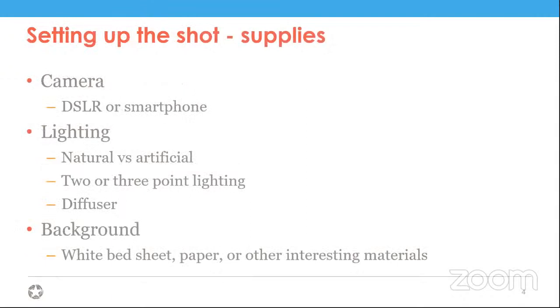Some supplies you're going to need is obviously a camera, either a DSLR or a smartphone. We'll focus on that in the next slide. Then you're going to need some lighting. We're going to talk about natural lighting versus artificial. We're going to talk about 2 versus 3-point lighting and using a diffuser. And lastly, you're going to need a background, either a white bed sheet, some butcher paper, or some other interesting materials you might have laying around your house.